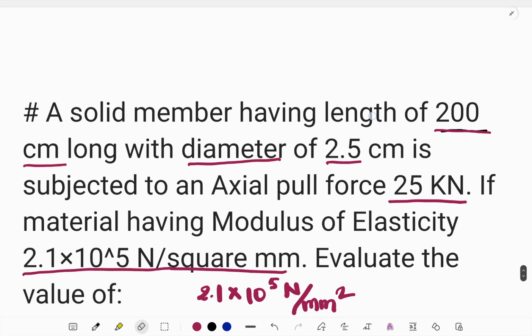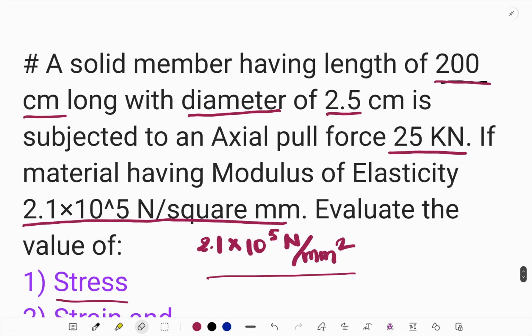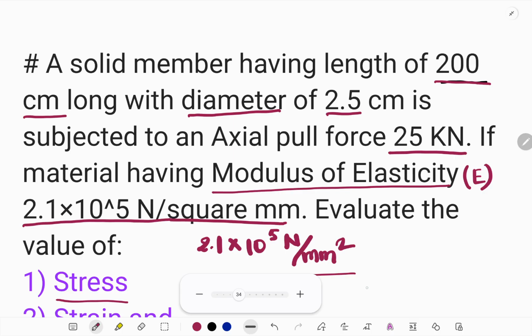So the problem is taken here. The problem is a solid member having a length, given in centimeters, with a diameter of 2.5 centimeter, subjected to an axial pull force, meaning a tensile force is acting on it, that is 25 kilonewton. And the material has a modulus of elasticity E given as 2.1 into 10 to the power 5 Newton per mm square.